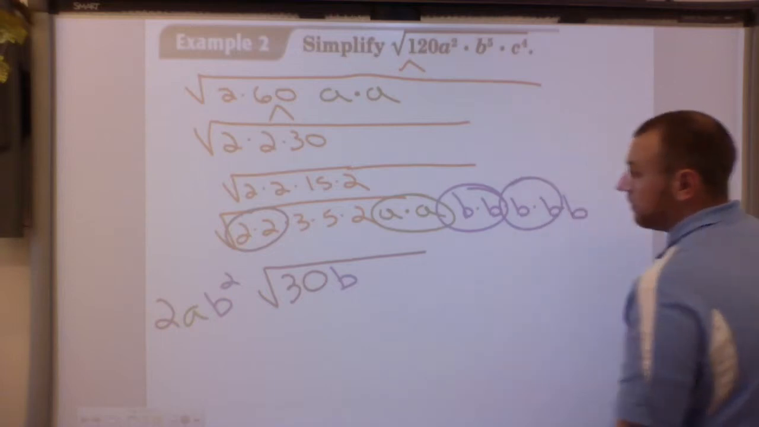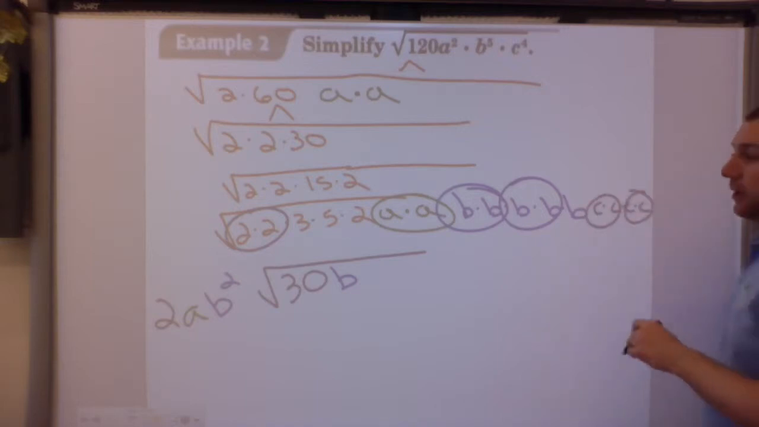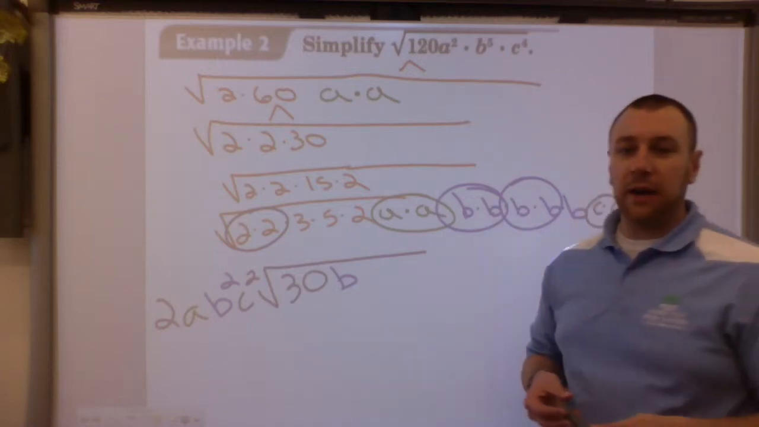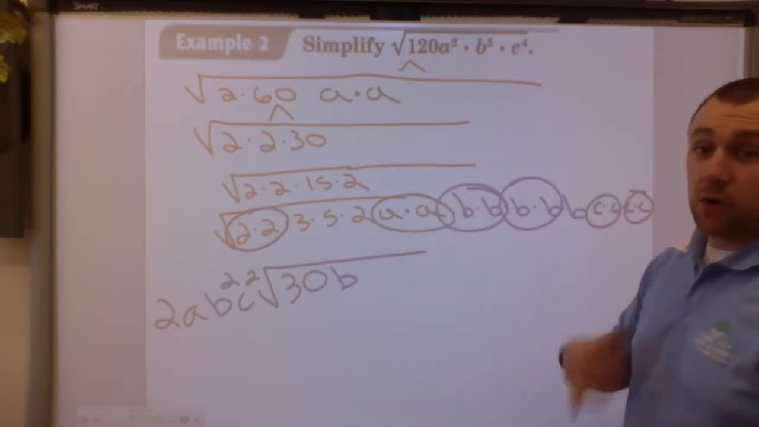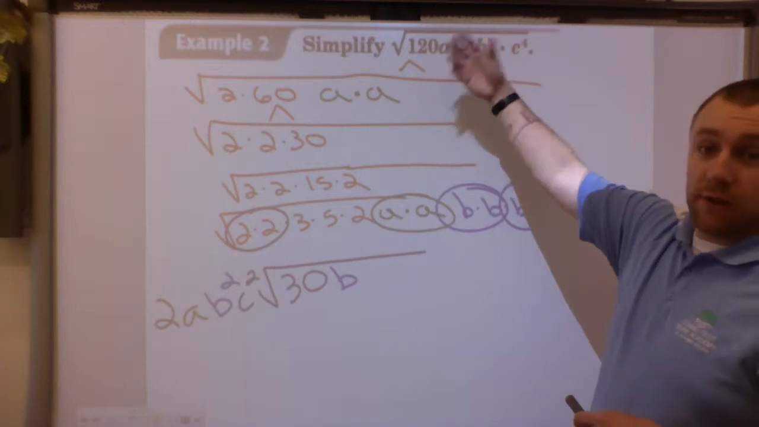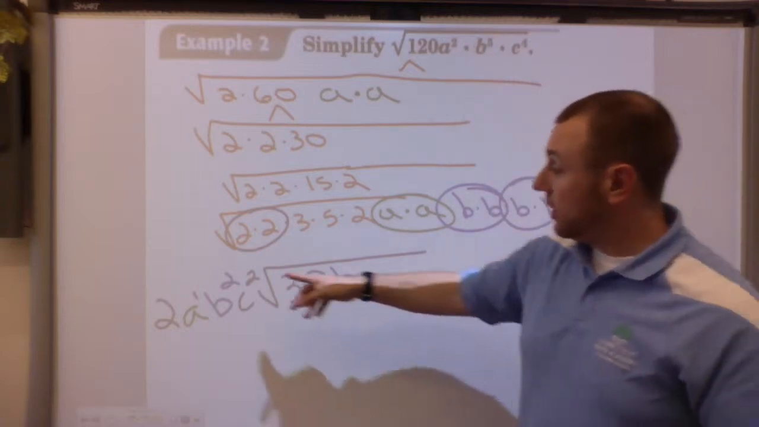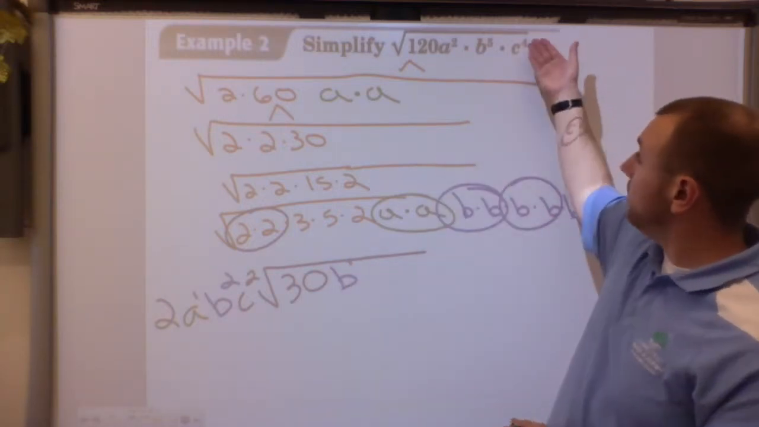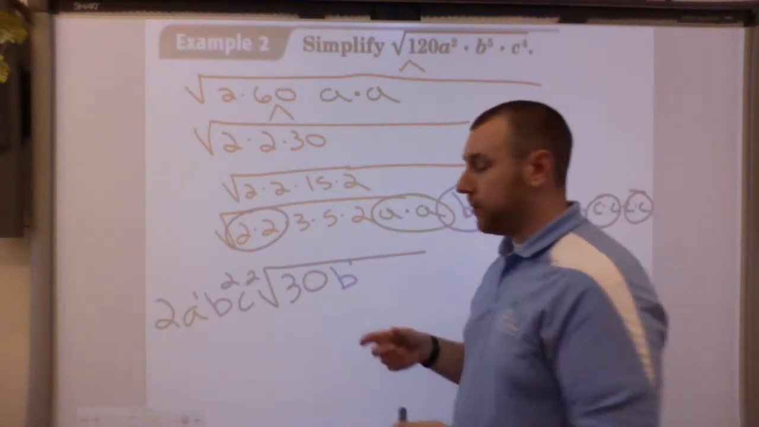And the last one is the c. C, there's 4 c's, which means I have 2 pairs of c's. So 2 c's come out, and there's none left in. So all you really have to do is break down the variables in pairs, or divide the exponent by 2. So if I can look at this, a squared, if I take the 2, divide by 2, I get 1a on the outside, and none left. 5 divided by 2 is 2 on the outside, 1 on the inside. And 4 divided by 2 is 2 with no remainder. So that's how I break down variables.